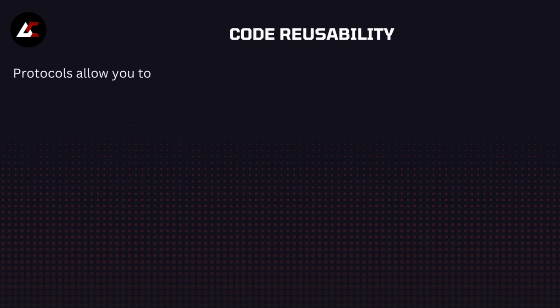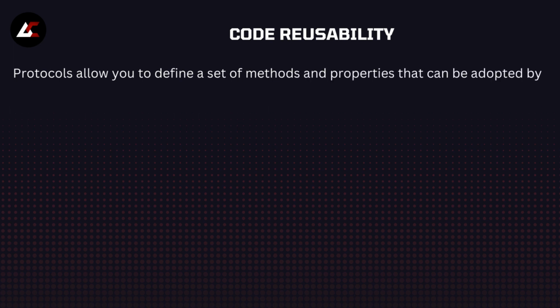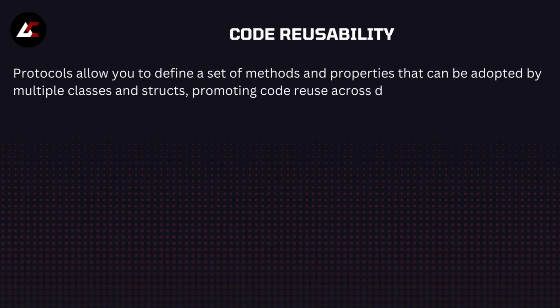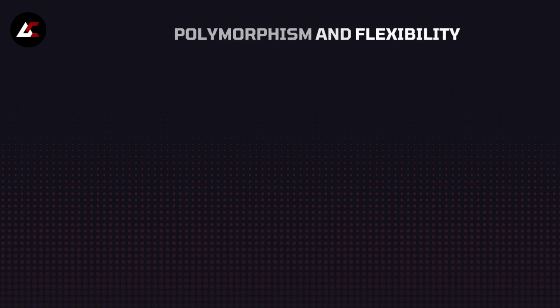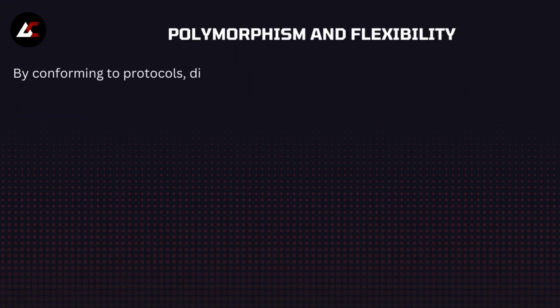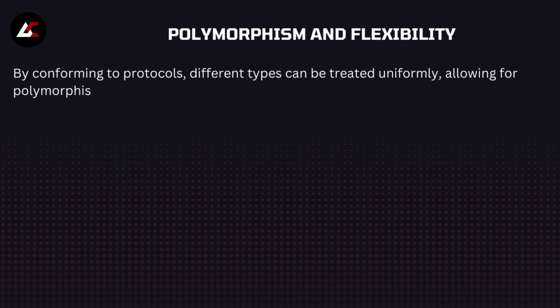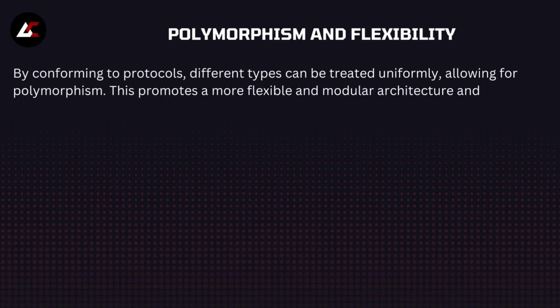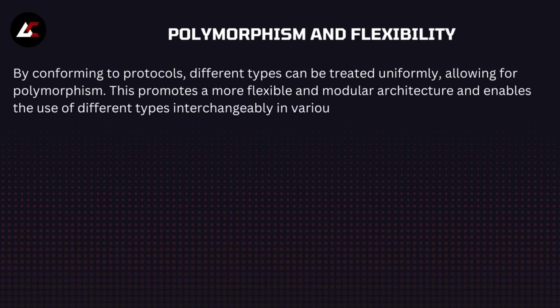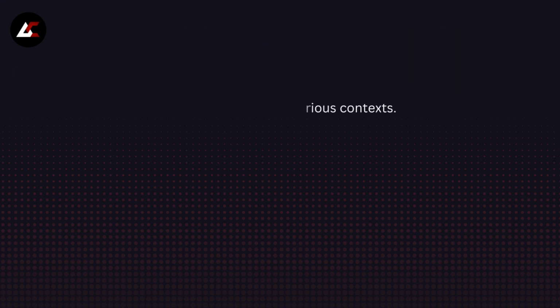Code reusability. Protocols allow you to define a set of methods and properties that can be adopted by multiple classes and structs, promoting code reuse across different parts of your application. Polymorphism and flexibility. By conforming to protocols, different types can be treated uniformly, allowing for polymorphism. This promotes a more flexible and modular architecture and enables you to use different types interchangeably in various contexts.